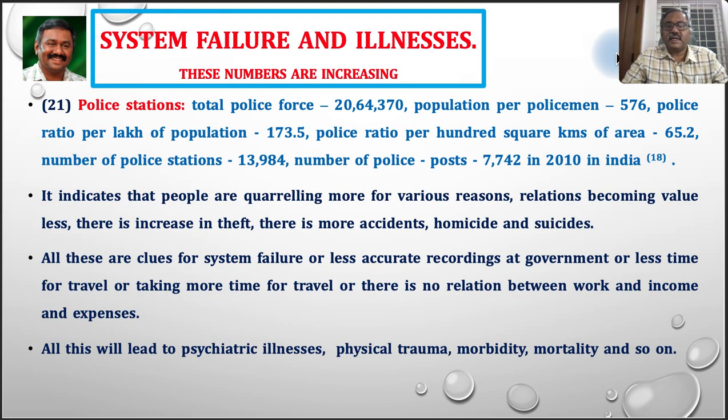System failure and illnesses. These numbers are increasing. Police stations. Total police force 20,64,370. Population per policeman 576. Police ratio per lakh of population 173.5. Police ratio per 100 square kilometers of area 65.2.